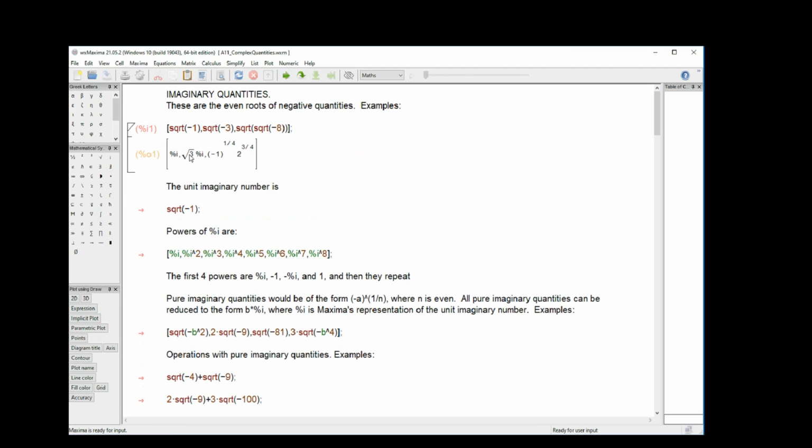Square root of minus 3, you keep the square root of 3 and multiply it by the square root of minus 1, which is i. And the square root of minus 8 turns out to be minus 1 to the 1/4.